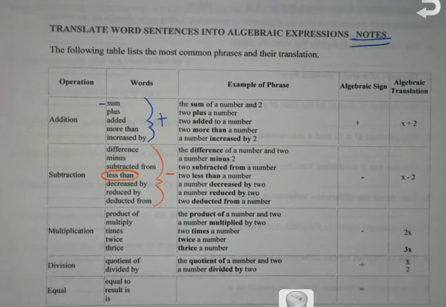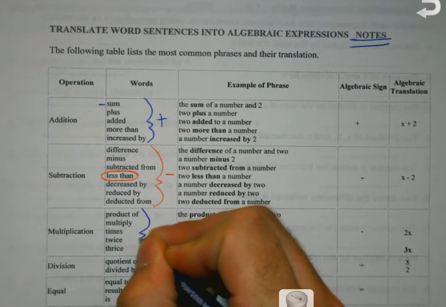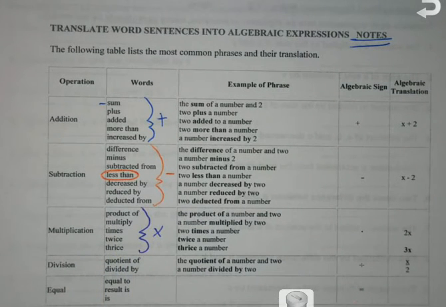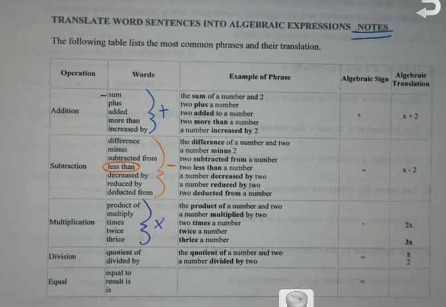Multiplication. Times, multiply, product, okay? Twice means 2 times. Thrice, you don't hear that very often, that'd be 3 times something. And we just kind of allow those as words.